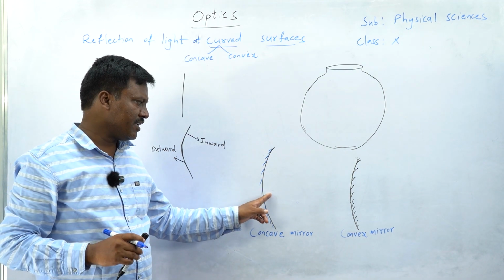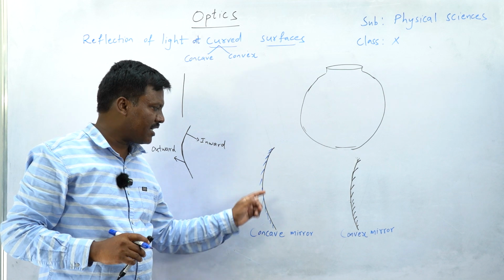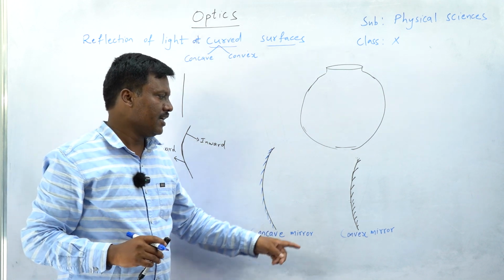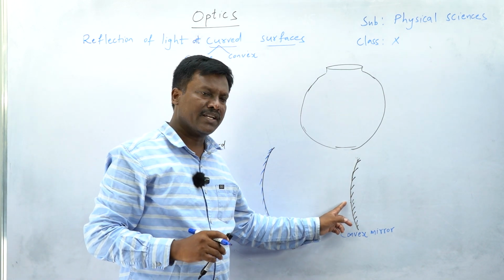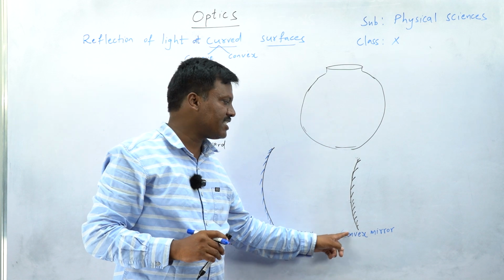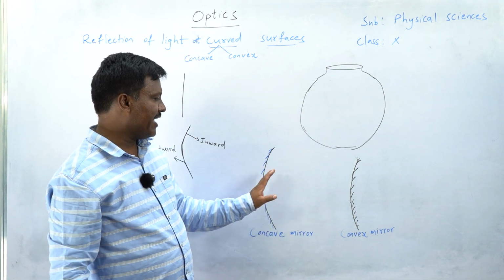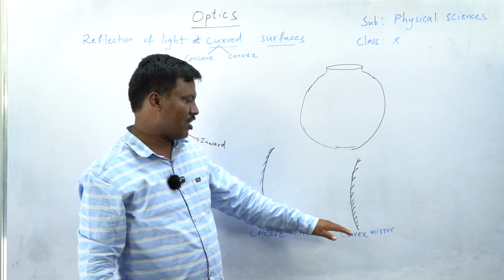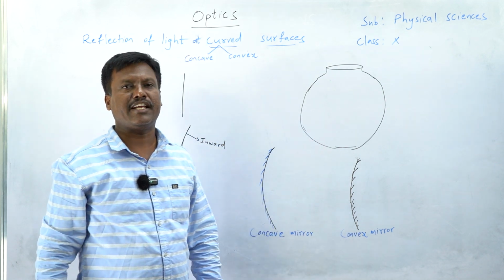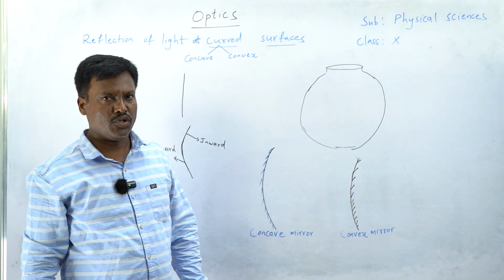The reflecting surface of the mirror which is bent inward, that is called a concave mirror. The reflecting surface of the mirror which is bent outward, that is called a convex mirror. So for a concave mirror, the inward surface acts like a mirror. For a convex mirror, the outward surface acts like a mirror.